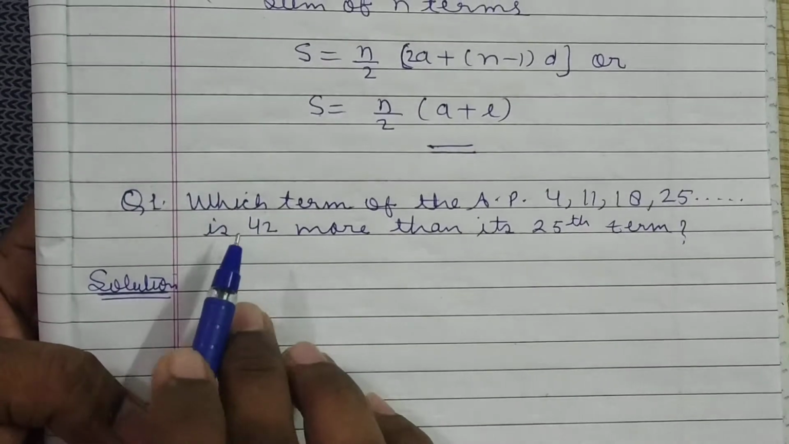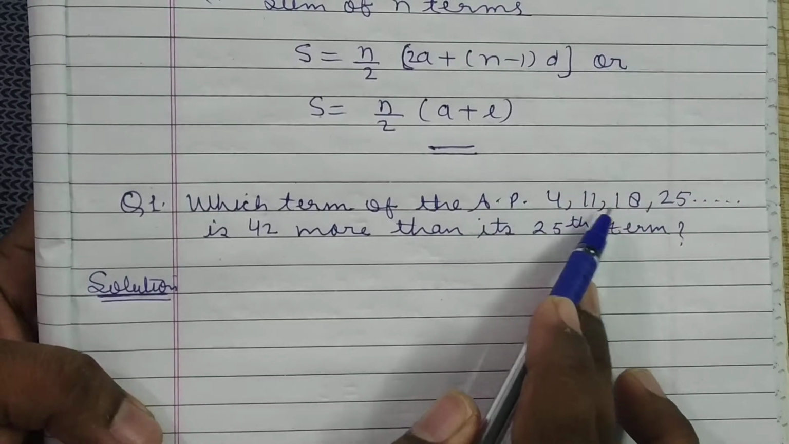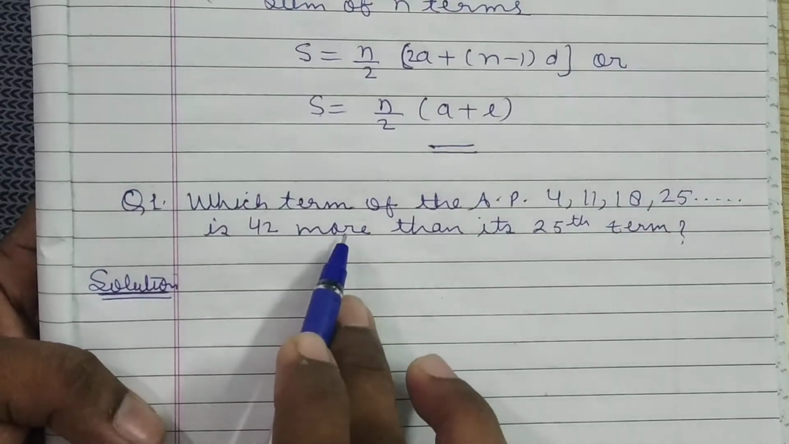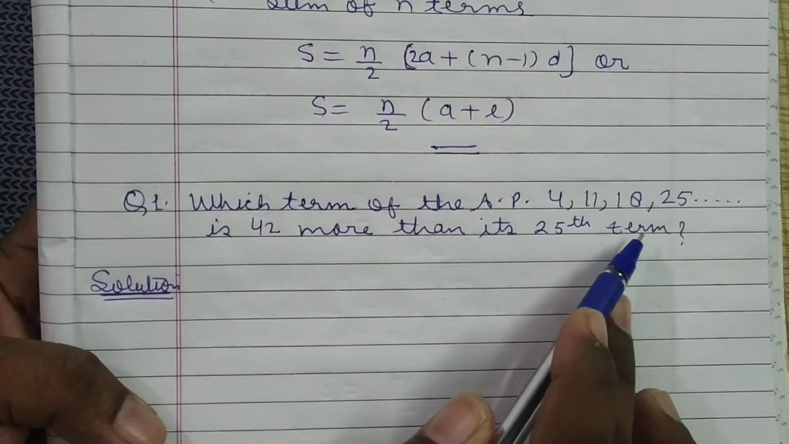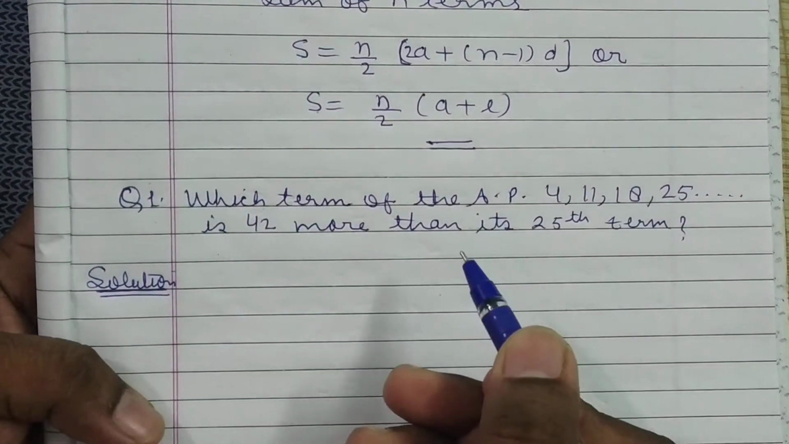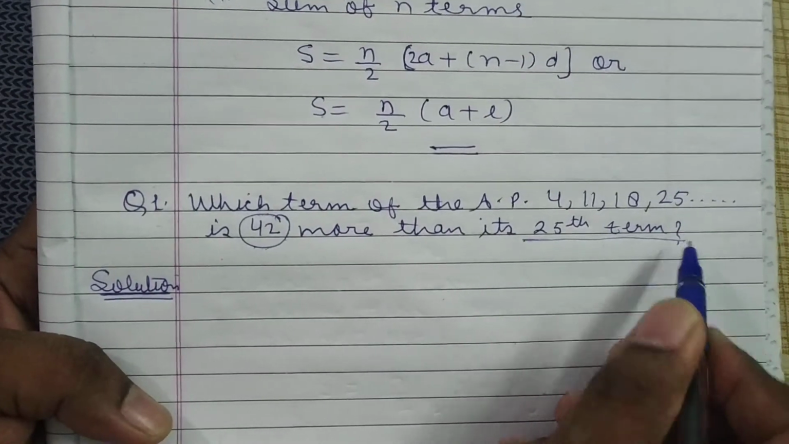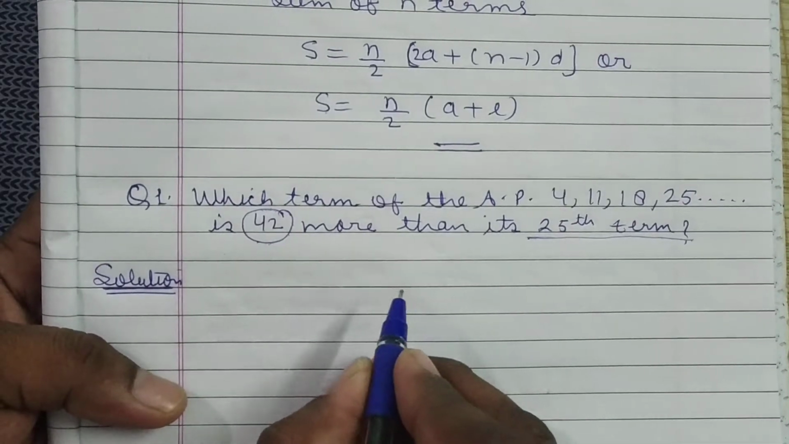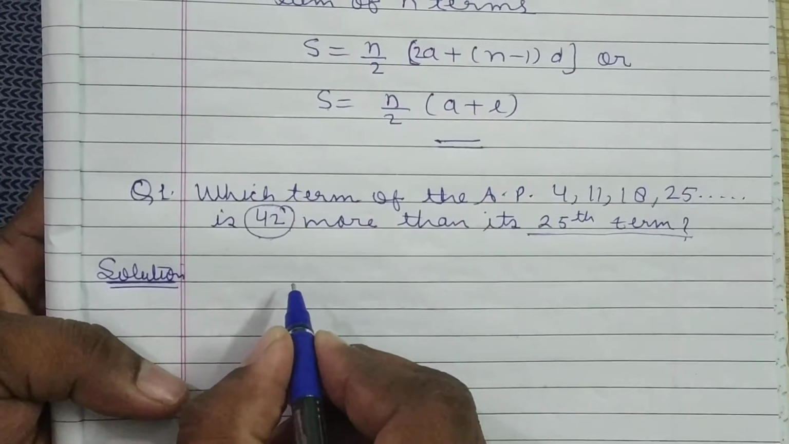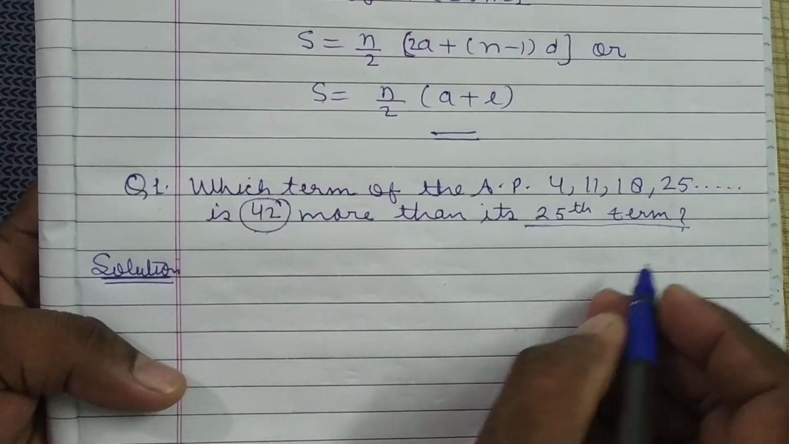Here is the first question. Which term of the AP 4, 11, 18, 25 and so on is 42 more than its 25th term? You have to calculate the value of n, that is, the term whose value is 42 more than its 25th term. What you have to calculate is the number of the term, and first you will calculate the 25th term.